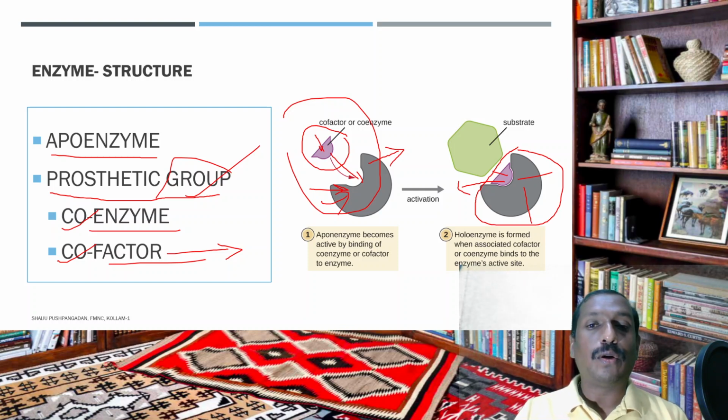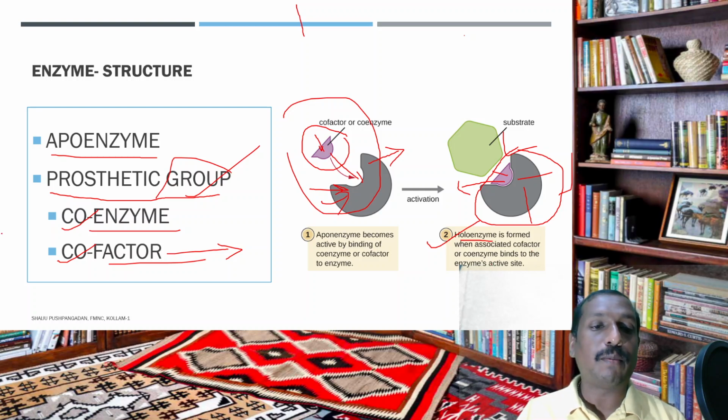Okay, so to activate the apo enzyme, it may require the non-protein part, that is the prosthetic group. When a prosthetic group is bound with the apo enzyme, that is considered the functional enzyme, and that functional enzyme is called holoenzyme. Holoenzyme is formed when an associated cofactor or coenzyme binds to the enzyme's active site.